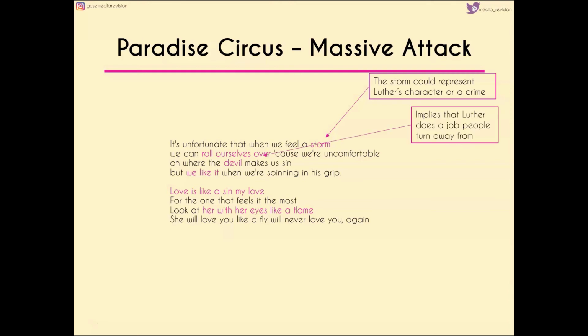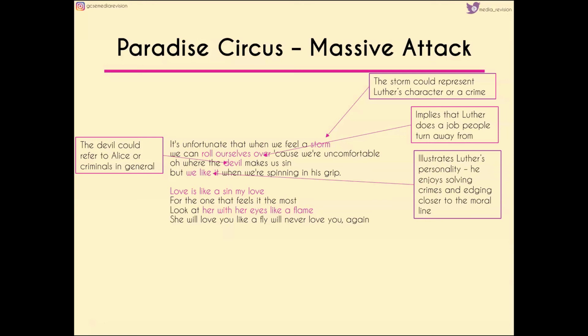Now, this second line was quite interesting, because it sort of implies that Luther does a job that normal people turn away from. We have to remember that the things that Luther comes across in his day-to-day life are not things that we would choose to look at ourselves. So he's sort of taking on a role here. References to the devil were quite interesting, because I thought that it could obviously refer to Alice, or it could refer to criminals in general.